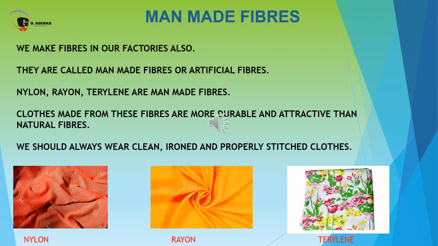Now man-made fibers. We make fibers in our factories also. They are called man-made fibers or artificial fibers. Nylon, rayon and terylene are man-made fibers. Clothes made from these fibers are more durable and attractive than natural fibers. We should always wear clean, ironed and properly stitched clothes.